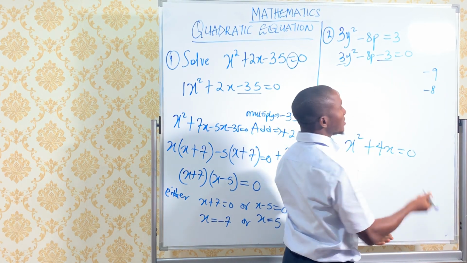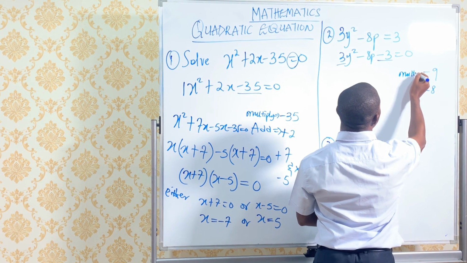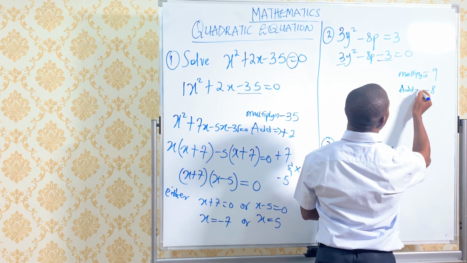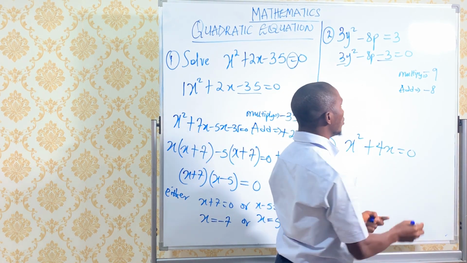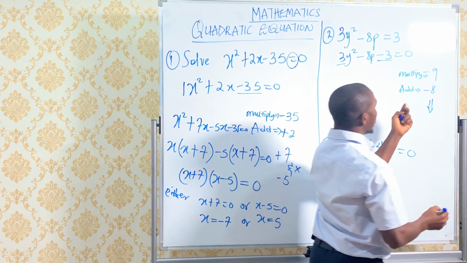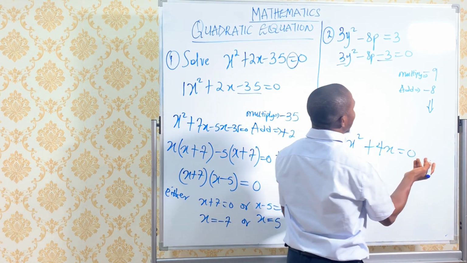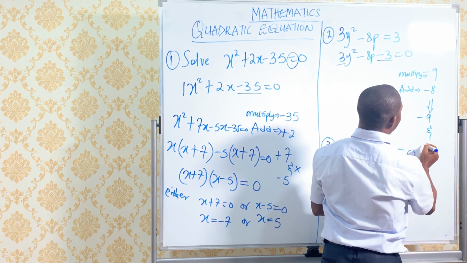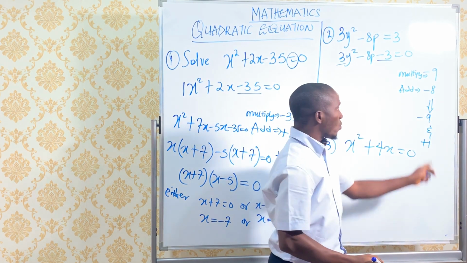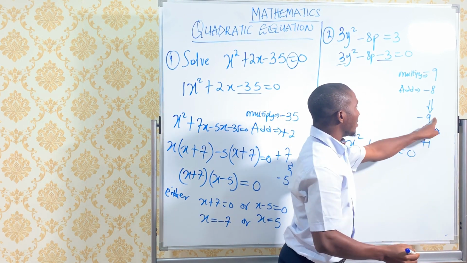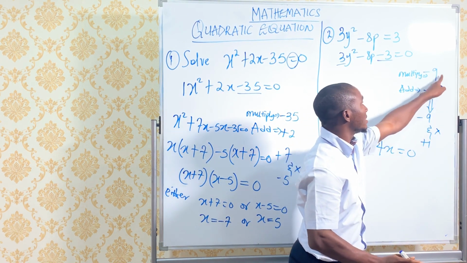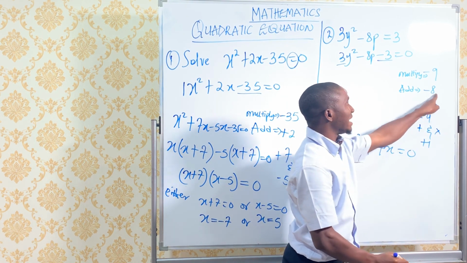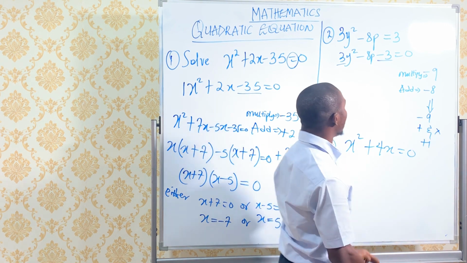So think of two numbers that when you multiply, you are going to have minus 9, and when you add, you are going to have minus 8. So we can think of minus 9 and plus 1. When you multiply them, minus 9 times plus 1 will give us minus 9. When you add them, minus 9 plus 1 will give us minus 8. So minus 9 and plus 1 are the numbers that can go here.